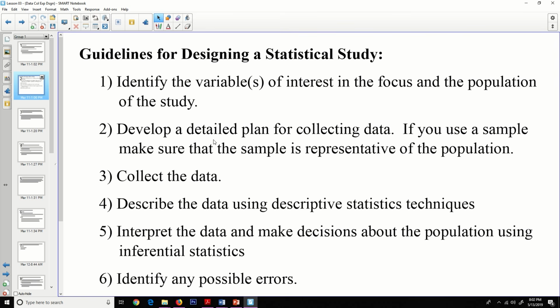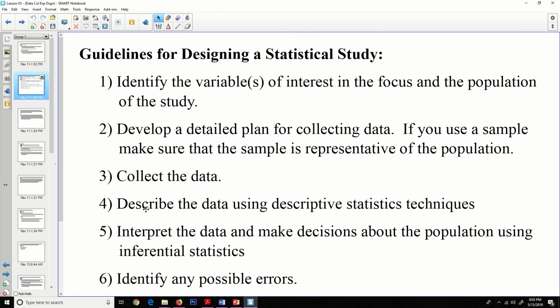Then we're going to develop a detailed plan for collecting the data. If you use a sample, make sure that the sample is representative of the population. If you are talking about a boys and girls school, probably not a good idea to take a sample of just girls, unless, of course, you're talking about an instance that applies to girls.